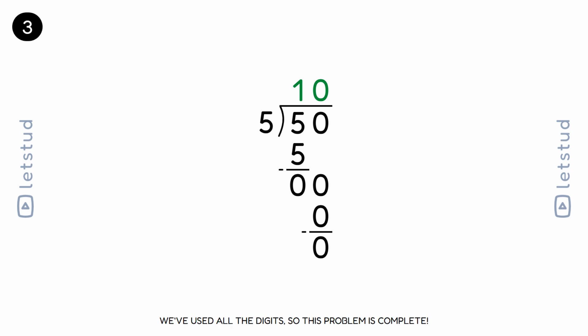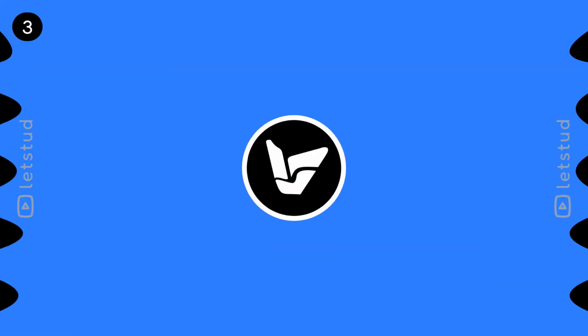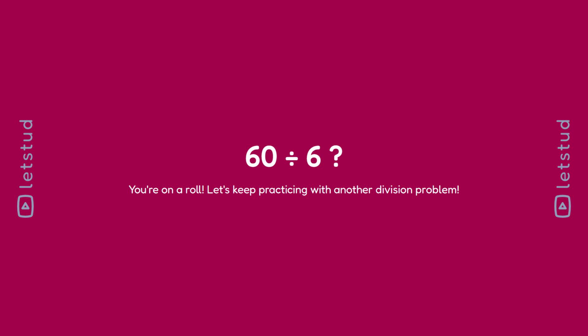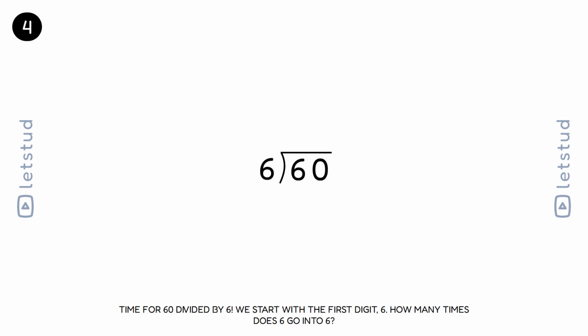We've used all the digits, so this problem is complete. Awesome work, you've successfully divided 50 by 5. You're on a roll. Let's keep practicing with another division problem. Time for 60 divided by 6.